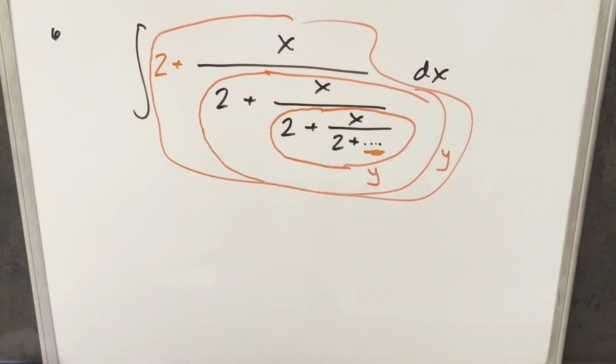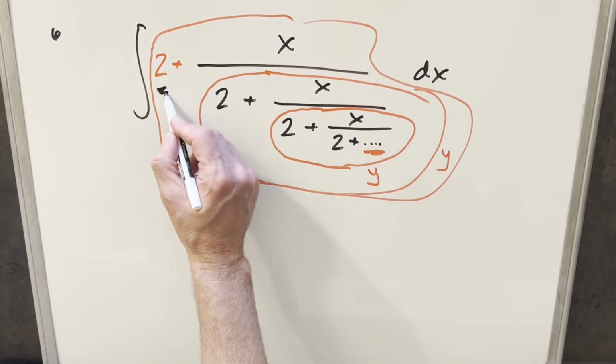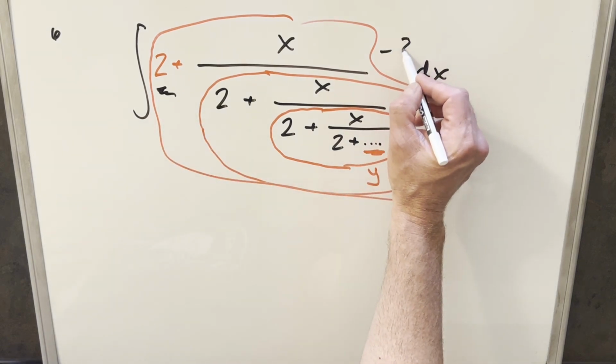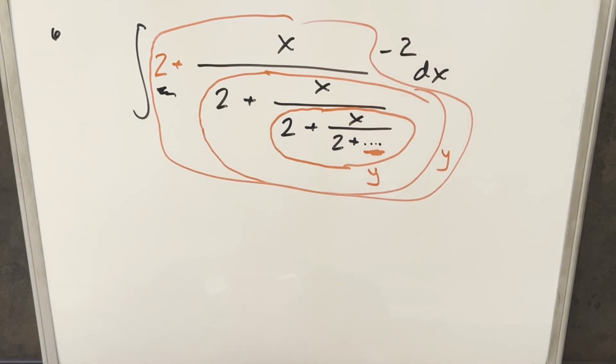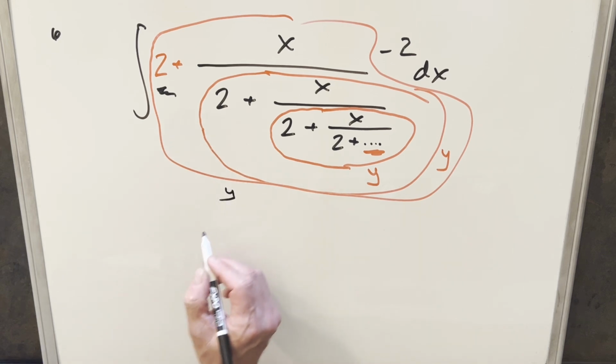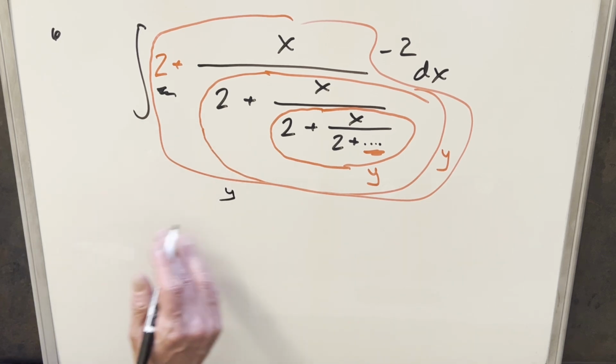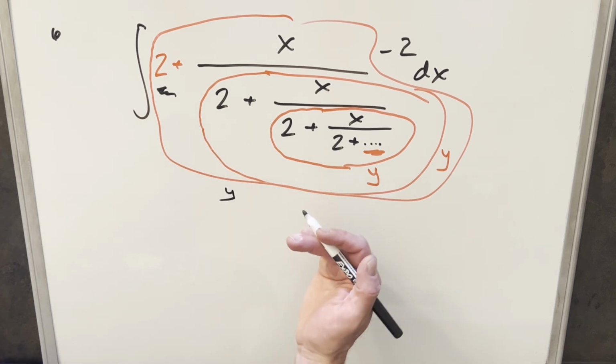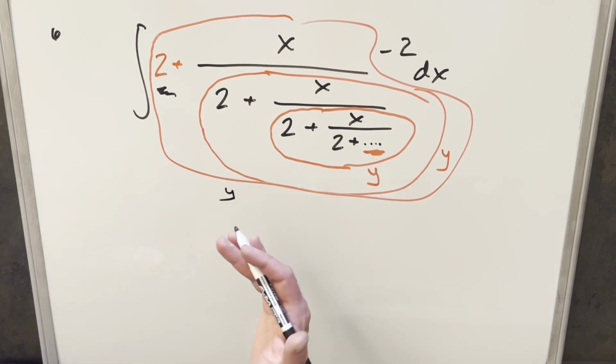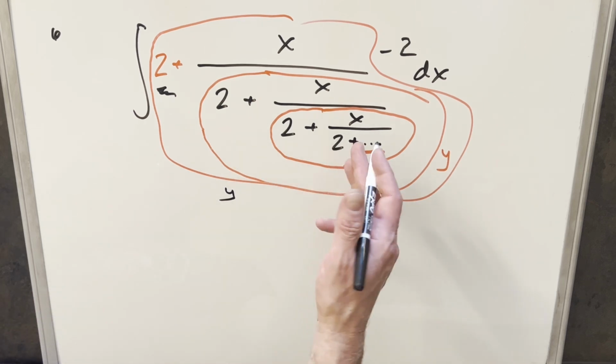But of course, you're not just able to add a 2 for no reason, so I'm going to subtract off the 2 just so I'm not changing the integral. Now that our whole integrand is y, I want to solve for y in terms of x, and then hopefully we've got something simpler that we can actually integrate rather than this whole big mess.